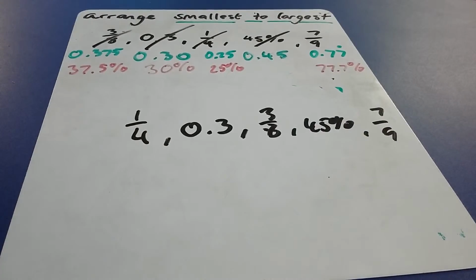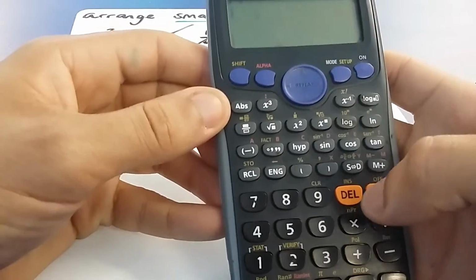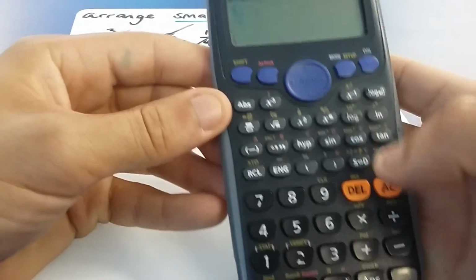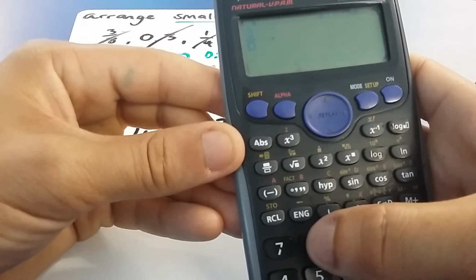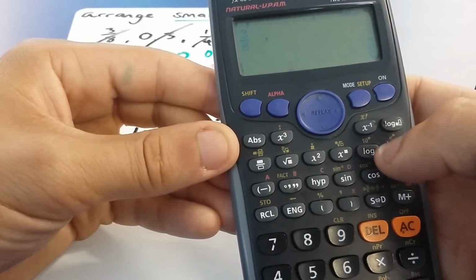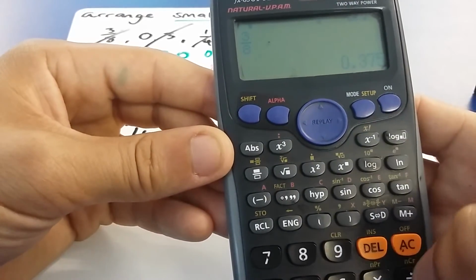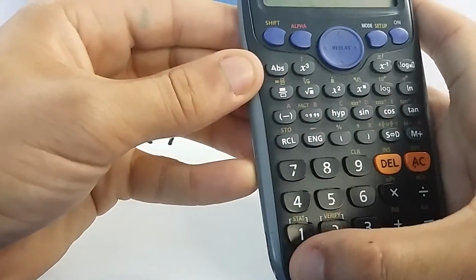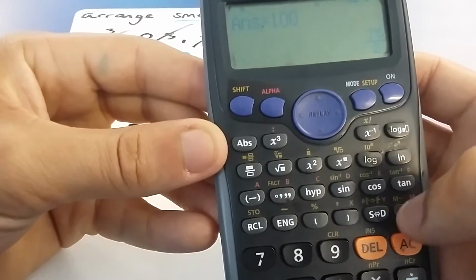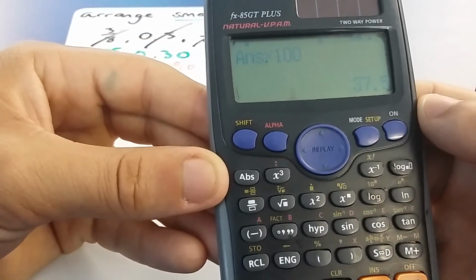Now, if you were to do this with a calculator, you've got a fraction button here. Type in your fraction, so 3/8, equals, then press S-D, and it comes up as a decimal. If you want to change the decimal to a percentage, you just times it by 100, press S-D again, 37.5%, there you go. Alright, I hope that's clear.